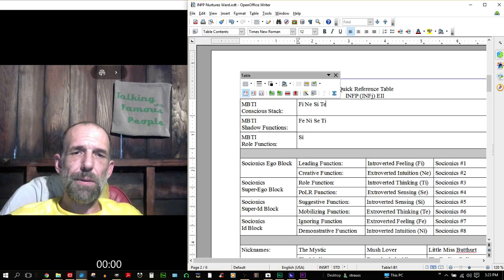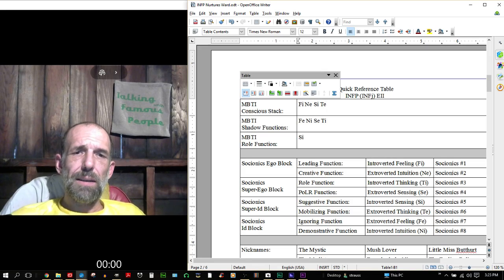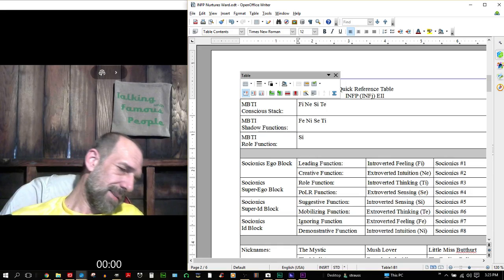Okay, so in the superego block, you've got your role function in socionics and your polar function. That's your place of least resistance. So socionics sees the INFP role function as Ti. This is fairly significant. I think it's a better understanding of the role function of the INFP than MBTI provides in this case, not necessarily always. The polar function, being the place of least resistance, is the same as for the INTP, and it's going to produce many of the same outcomes, the same kind of difficulties.